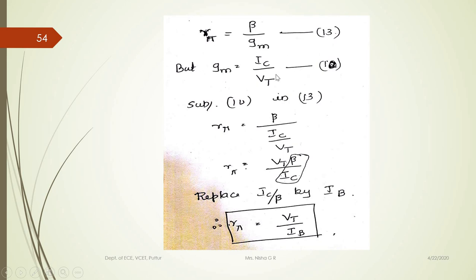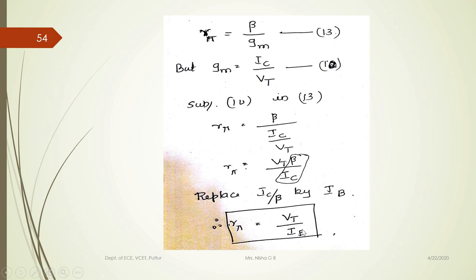So what is GM? IC by VT. Now I am substituting the GM value here. R pi is equal to beta divided by IC by VT. So this VT will go above, so it will become VT into beta divided by IC. But what is this beta by IC, or IC by beta? IC by beta is nothing but IB. So I can write this R pi as VT divided by IB.